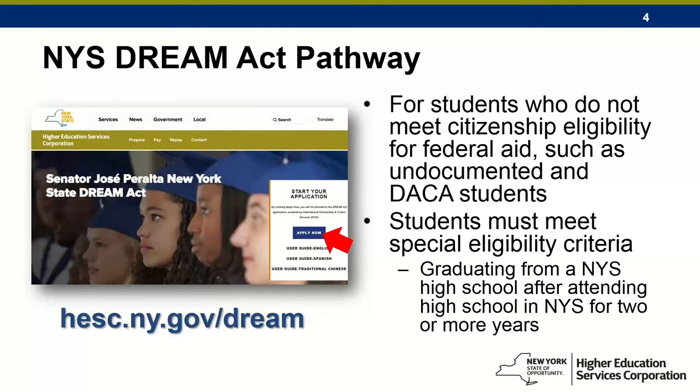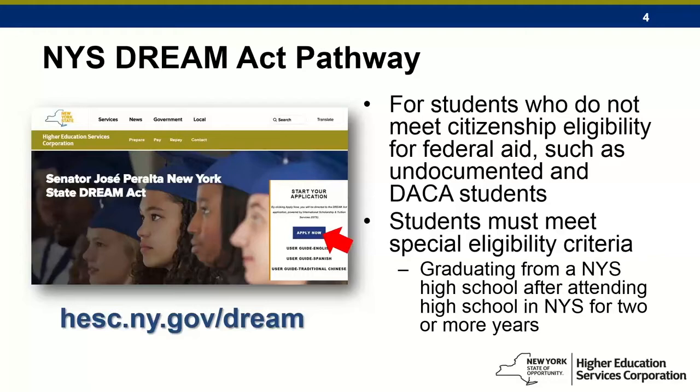This program is basically an application process for students who usually do not meet the citizenship eligibility for federal aid, such as undocumented or DACA students, and there are other categories of students that can qualify as well. It gives them the opportunity to apply and potentially qualify for the New York State student aid programs that we offer to other students who apply through FAFSA. This includes the opportunity to apply for TAP, the Excelsior Scholarship, or the STEM Incentive Program. That's what this application pathway is meant for.